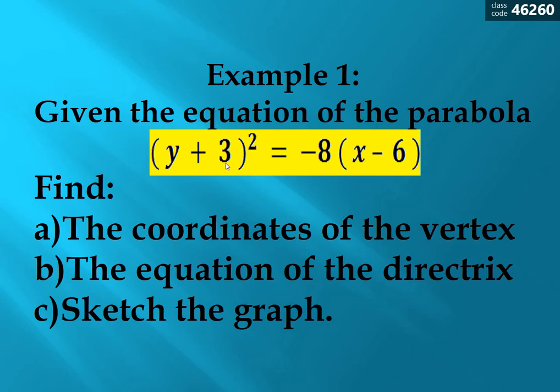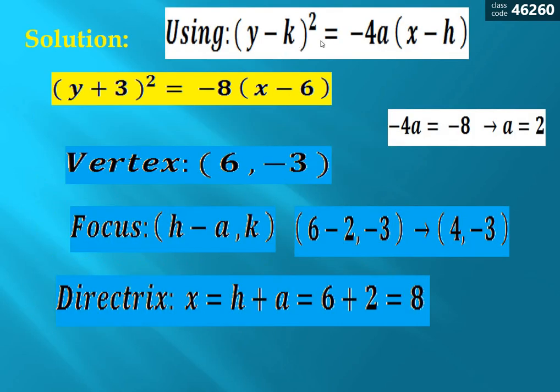Okay? So let's find out. So this is k, and this is your h, and this is your 4a. Okay, very good. That's all. Using the formula, the square of (y minus k) equals negative 4a times the quantity (x minus h), we can relate that in our given problem. So in this case, (y plus 3) squared is equal to negative 8 times (x minus 6).